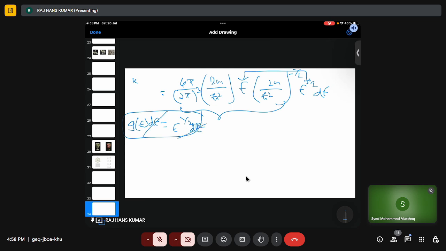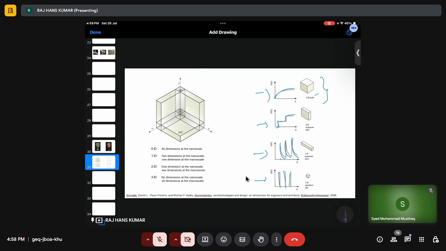dE gets cancelled, so it will not get cancelled, it's just that I'm taking a relation. Okay, we have to do integration finally. So my density of states will look like this. That's all. That's how you get this.